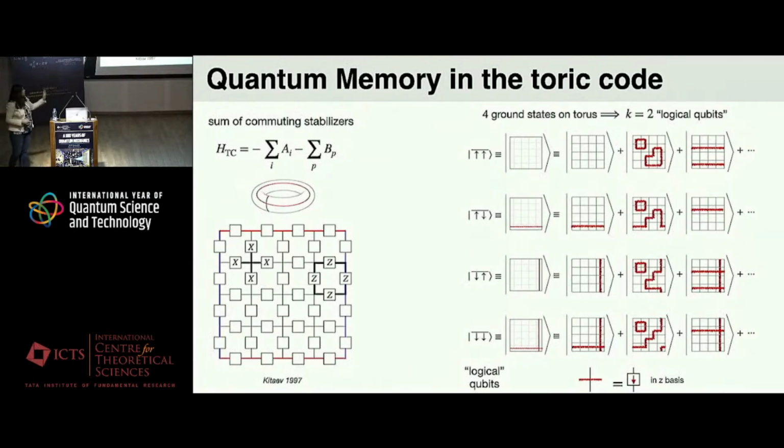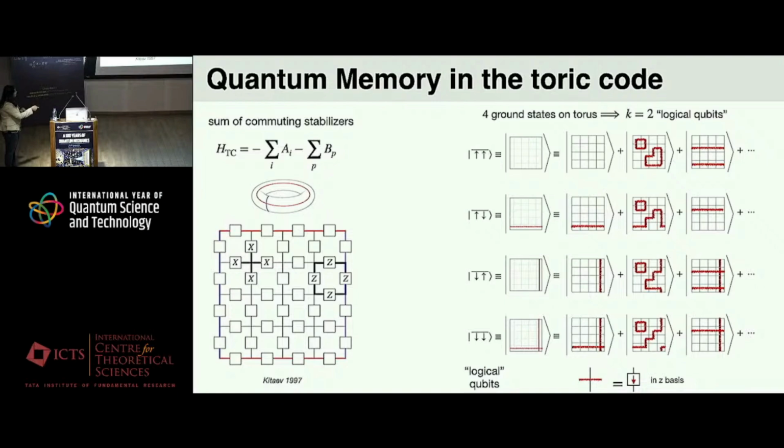So let's again go back to the toric code. We have this model that Barbara discussed. It's got these commuting stabilizers. It has 4 different ground states, so it encodes 2 logical qubits. I can write these as up up, up down, down up, down down.